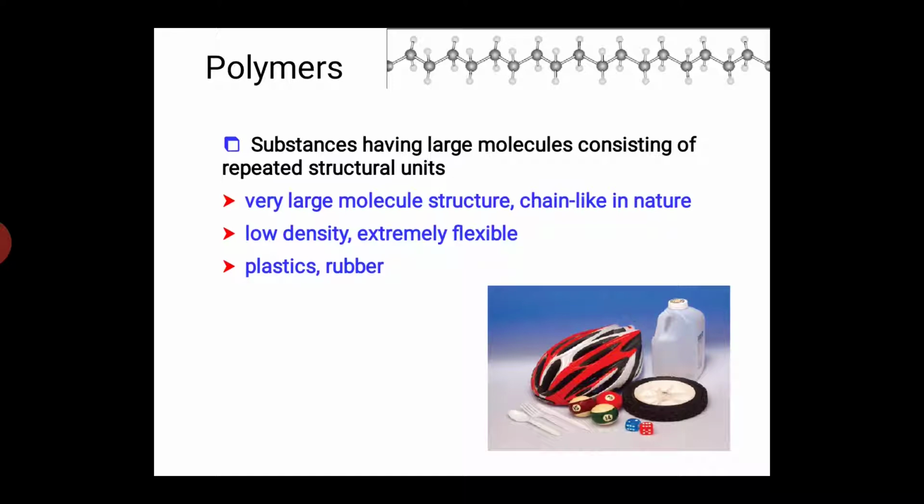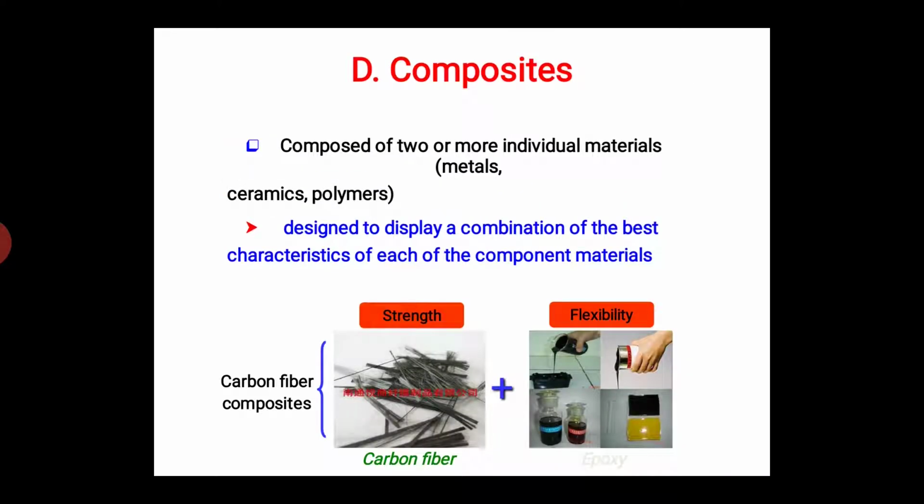Low density and extremely flexible, polymeric materials are flexible in nature. The examples of polymers are plastic and rubber. In the diagram we can observe a plastic bottle, a spoon, a rubber wheel, some balls, and a helmet. These are all components manufactured from polymer.